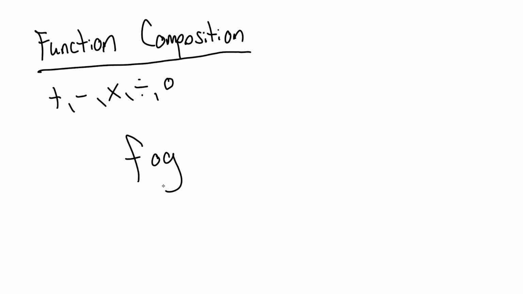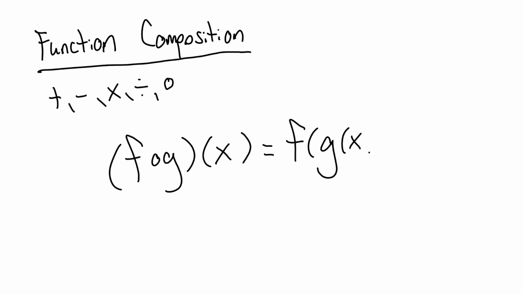So we define function composition as this right here, and we call this f composed with g, and this is equal to f of g of x. So g is replacing the x in f of x, right? So whatever your function f is, wherever there's an x, you're replacing it with g. So g of x is now the input of the function f.